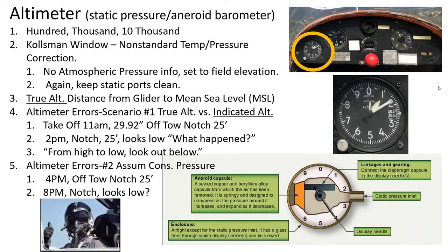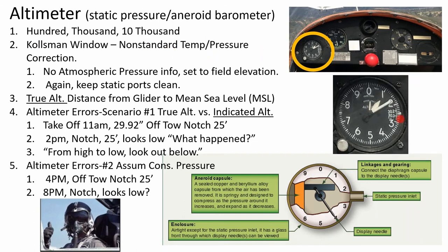Okay, so the altimeter. Another static pressure instrument. It's got a little aneroid barometer in there, and it's basically closed, pressurized at 29.92 inches of mercury. As the glider goes up and the pressure decreases about an inch per 1,000 feet, that little bellows starts to open up and shows us how high we go. This little arm here is your 10,000, this one's your 1,000, and this is your hundreds. So as far as reading it goes, it's pretty intuitive once you start reading it.